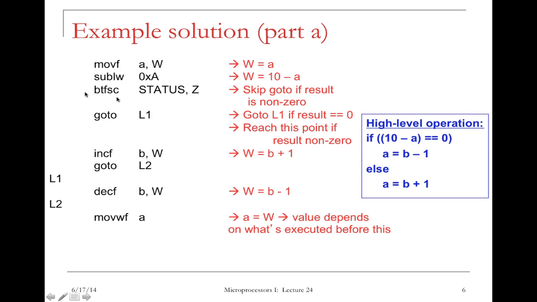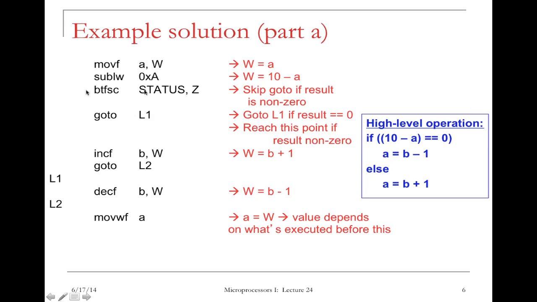Okay? So let me say it another way. We will skip the next instruction if this subtraction does not result in a 0. If the subtraction does not result in 0, this Z will be a 0. This 0 flag will be a 0. And in that case, we're going to skip this go to instruction. Right? Do you follow?